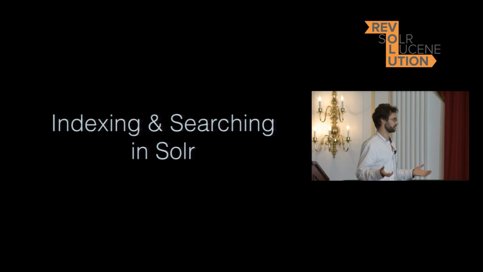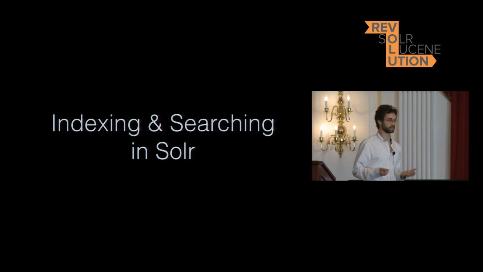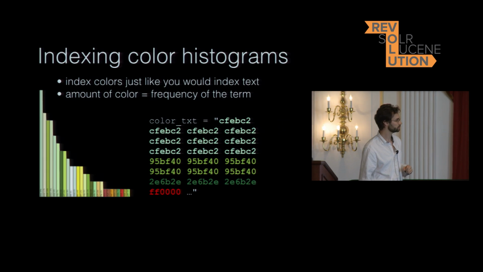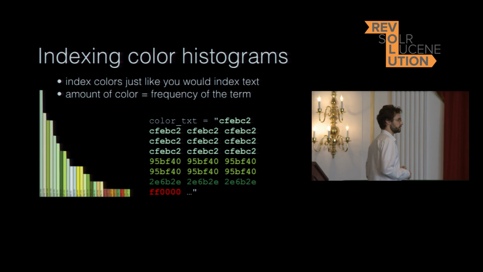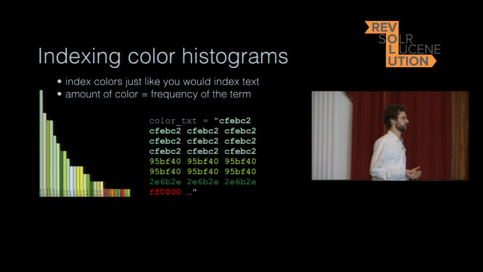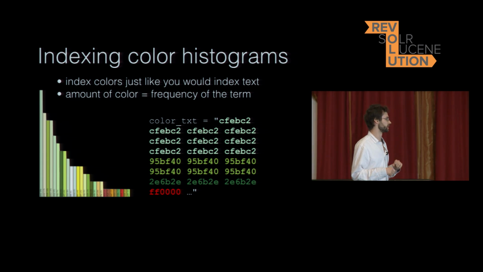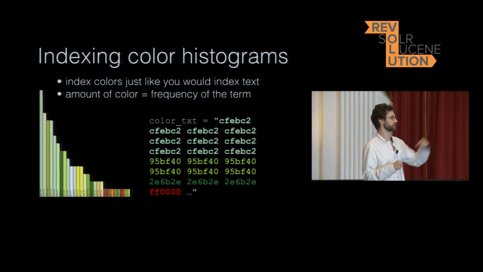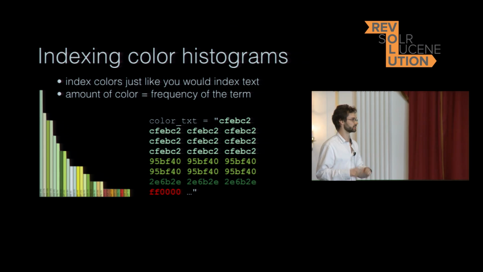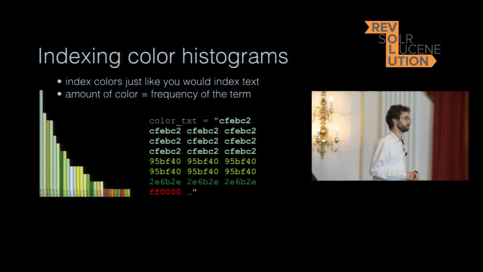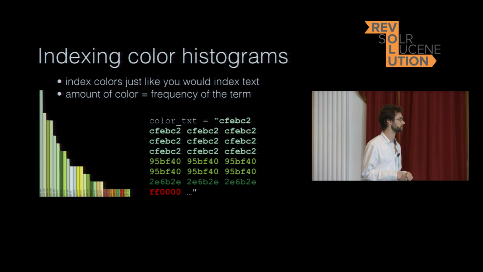And so once we have this data from our images, the next step is to get this into Solr. The simplest way to do this is just to index colors like you'd index text. And for that, you can basically just take your histogram and represent the amount of each color by just repeating the token in your document. That just takes advantage of all of Solr's default out-of-the-box capabilities.